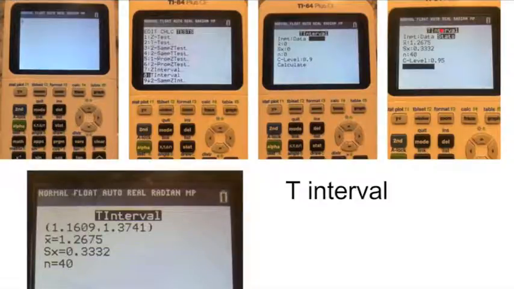And then for the actual interval, you can go to Stat, and you're going to start at Edit. You want to bring over, pressing this arrow to Tests, go down to number 8, TInterval, and input all your data. The confidence level is entered as a decimal, not a percent, so it's going to be 0.95. Then just plug that in, and your output here is this interval.